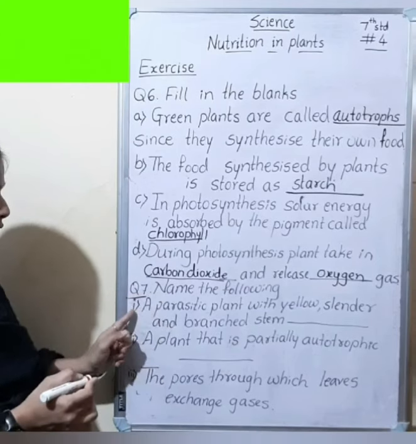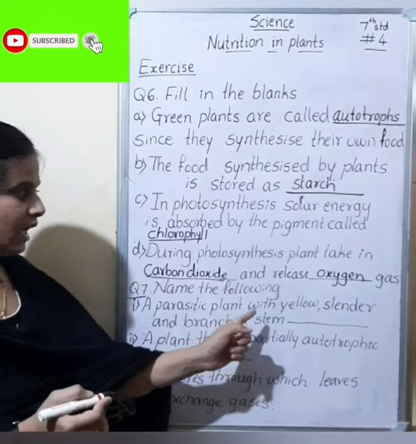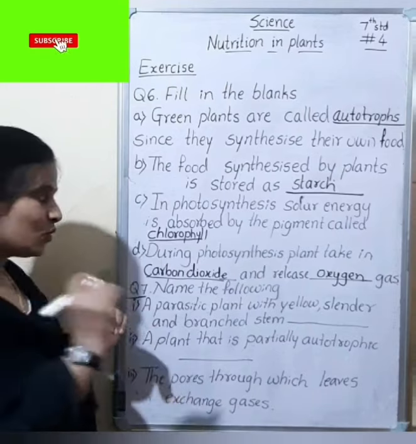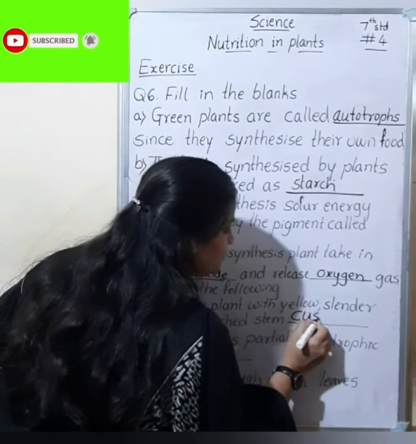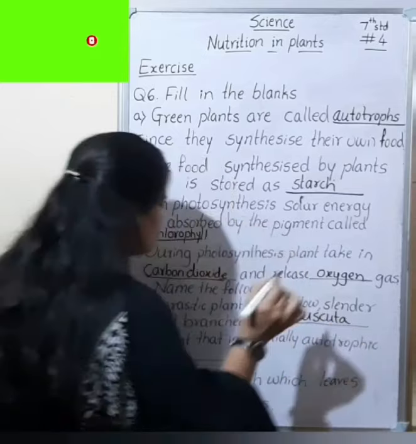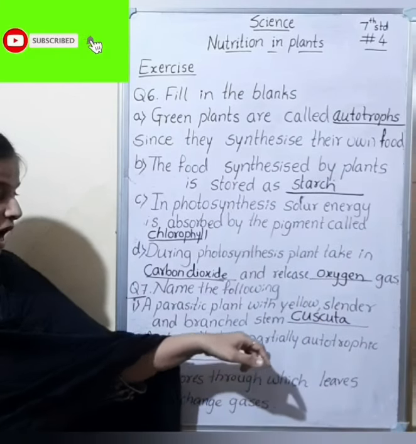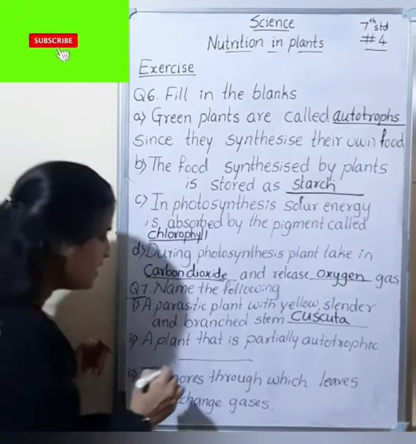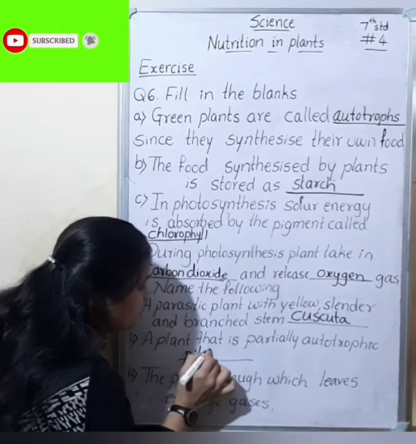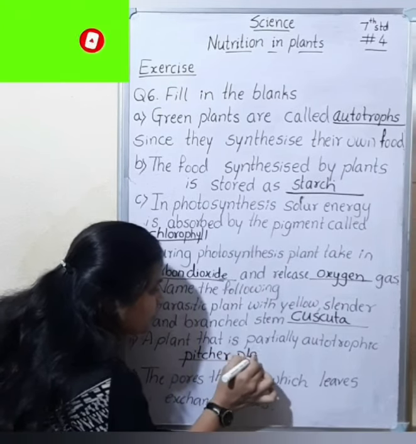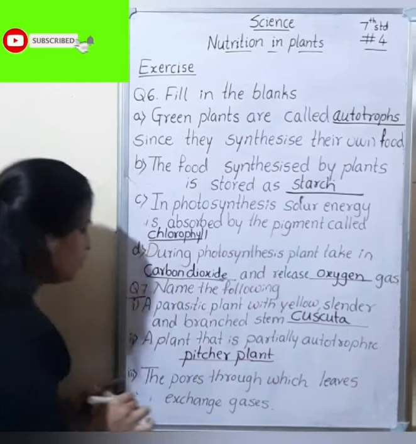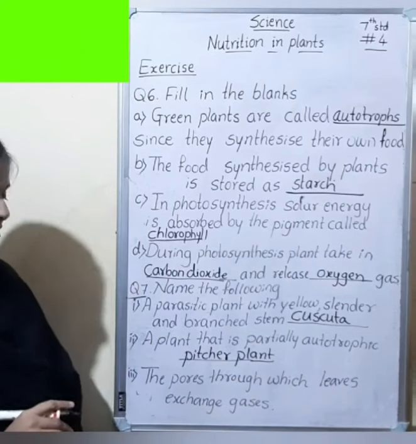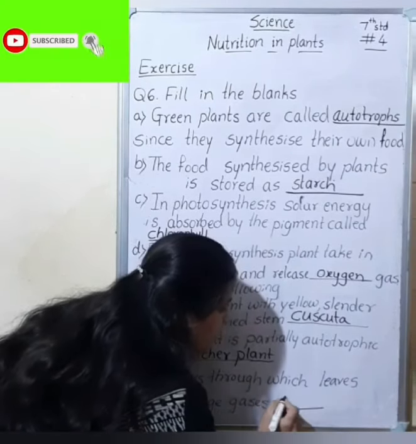Name the following. First one, a parasitic plant with yellow, slender and branched stem. Yes, Cuscuta. A plant that is partially autotrophic. What is it? Pitcher plant. It is a partial autotroph. The pores through which leaves exchange gases. Yes, that is stomata.